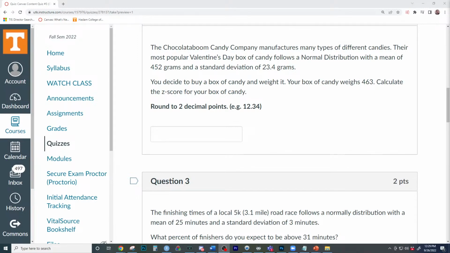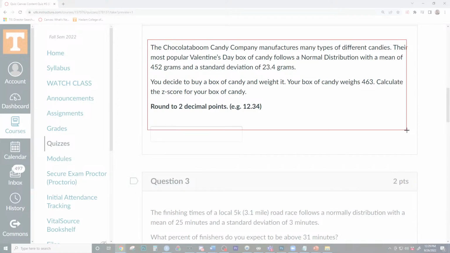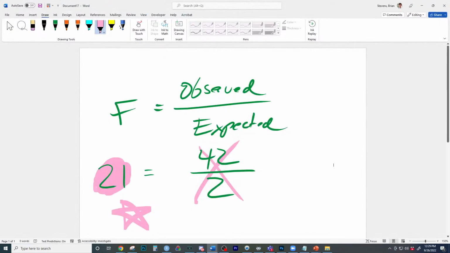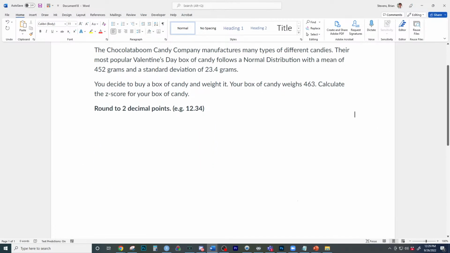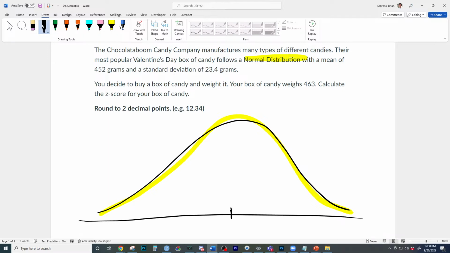Okay, so the Chocolate Boom Candy Company, and what do they tell us? It is normally distributed. As soon as they say it's normally distributed, you're going to draw a normal curve. So with it being normally distributed, the first thing I want to do is draw my normal curve. We'll drop in the data and draw the normal curve. And there we go. That information is gleaned from it being normally distributed. So now we need to know the what and the what of the distribution.